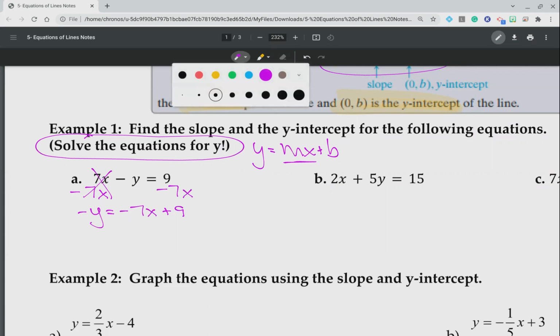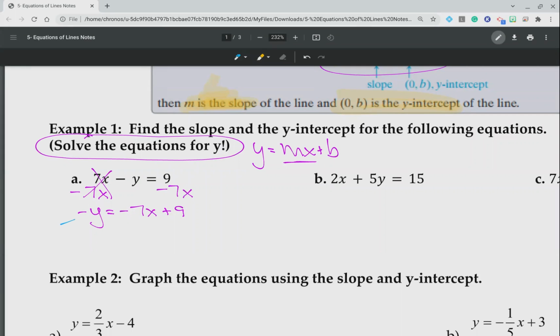Okay, now we are almost in y equals mx plus b, but you'll notice we have this negative sign here, and we don't want negative y equals mx plus b. We want just y equals mx plus b. So in order to get rid of that negative 1 in front, I'm going to divide every piece of my equation by negative 1. And now I have y equals 7x minus 9.